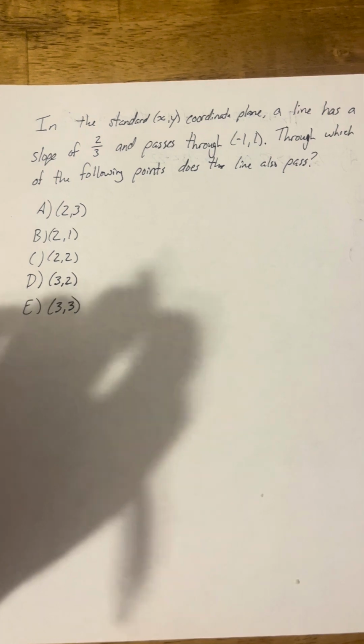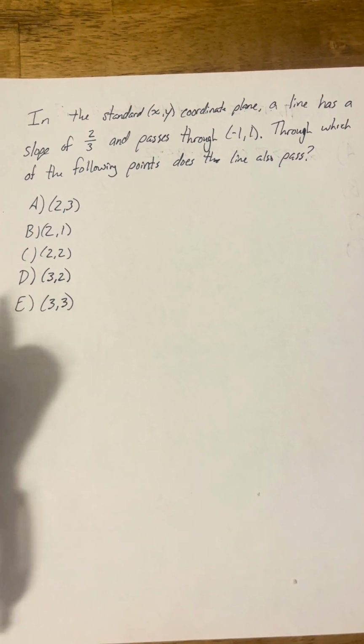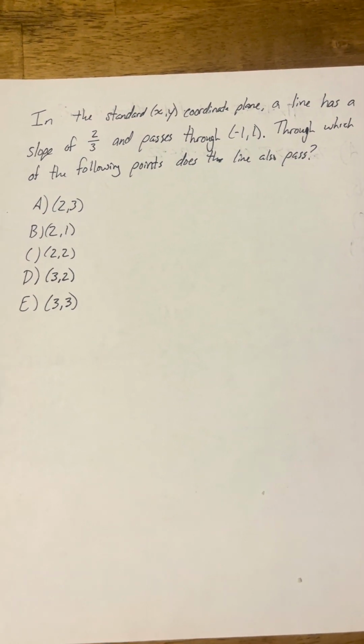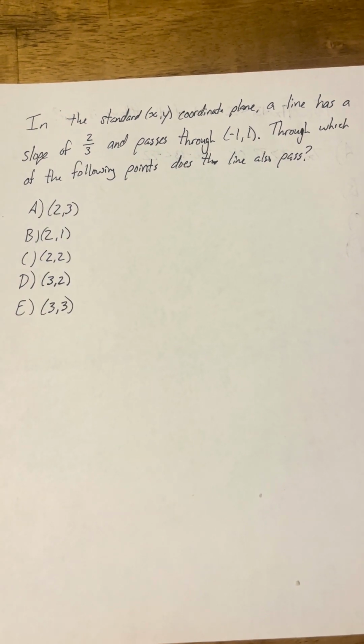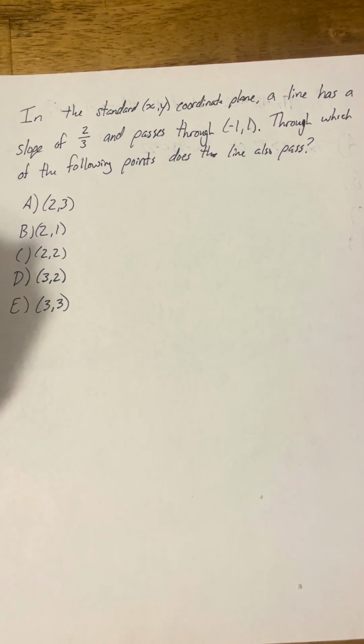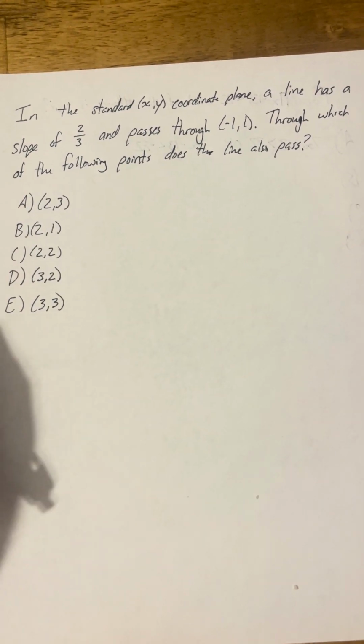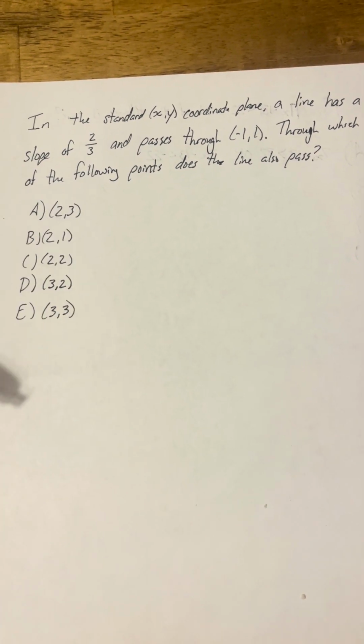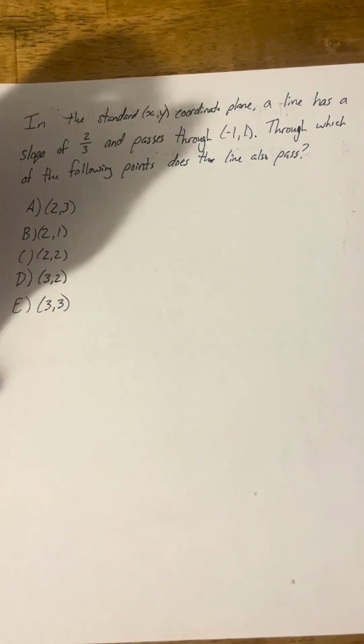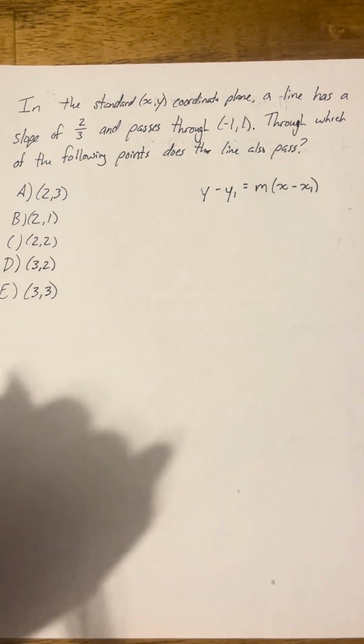But if you are given a problem with a slope and one point, that is always, always, always going to be the point slope formula, okay? Always use the point slope formula in order to find another point on the line if you're given the slope and one point, okay? So your point slope formula is y minus y1 equals m times (x minus x1). That's your point slope formula.